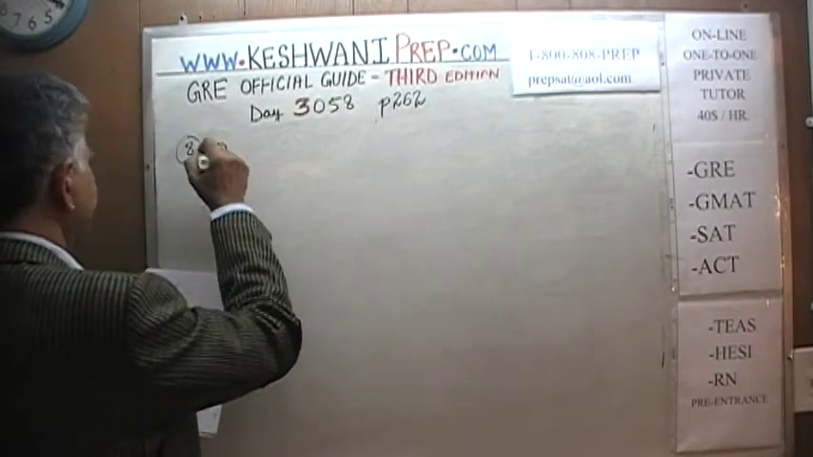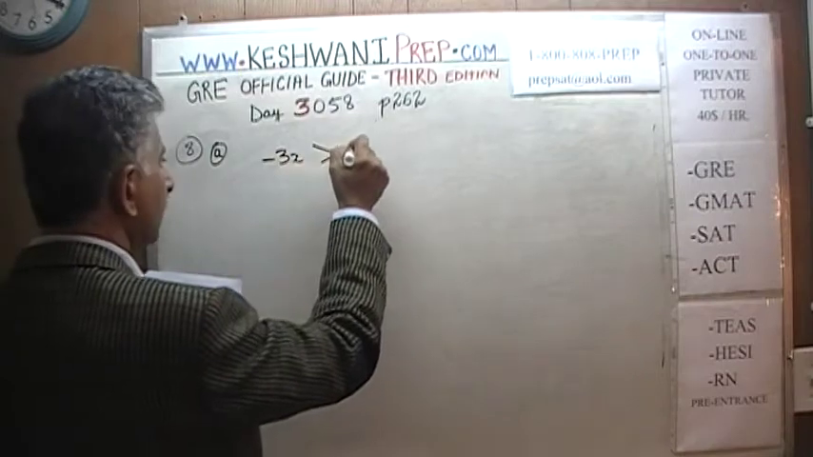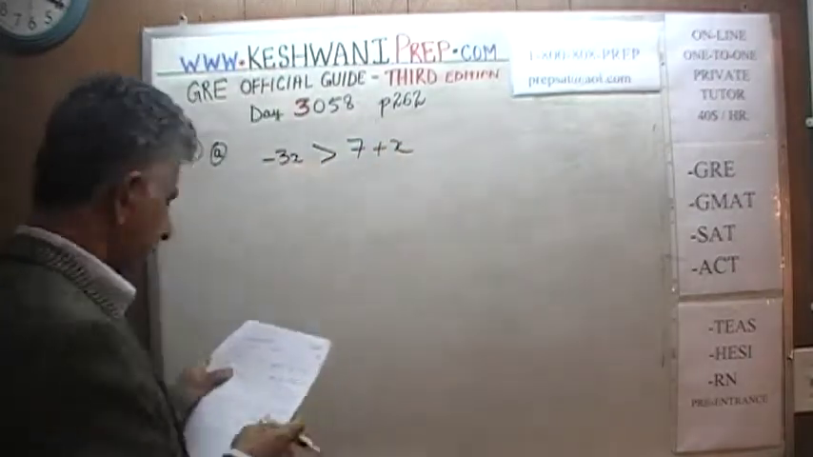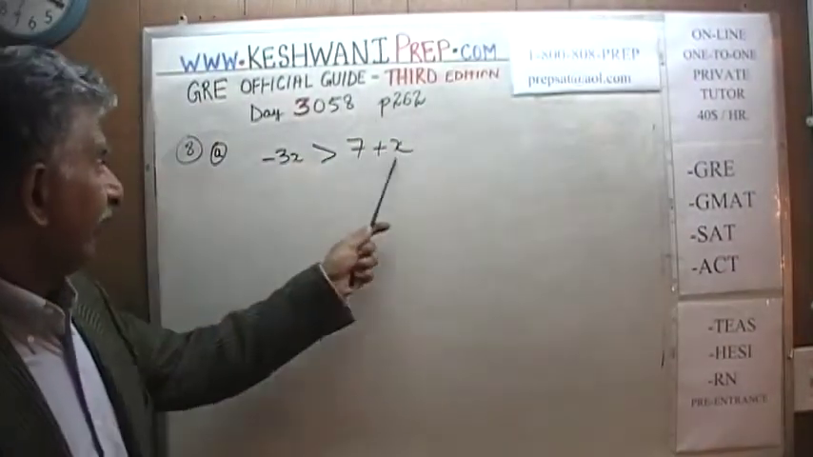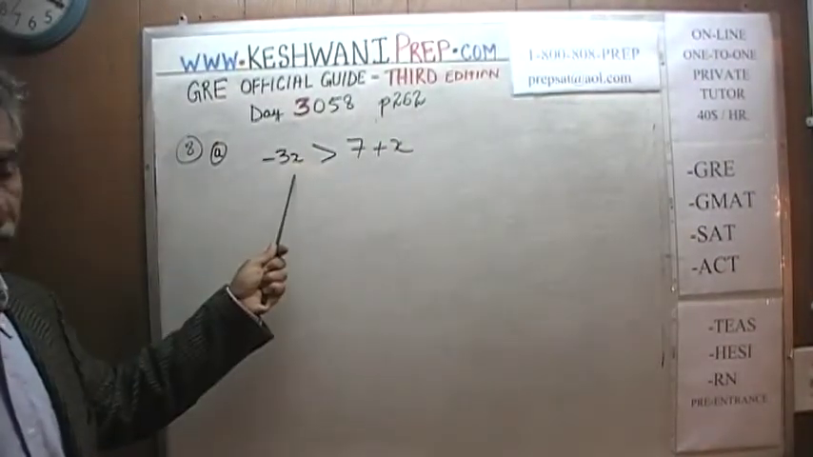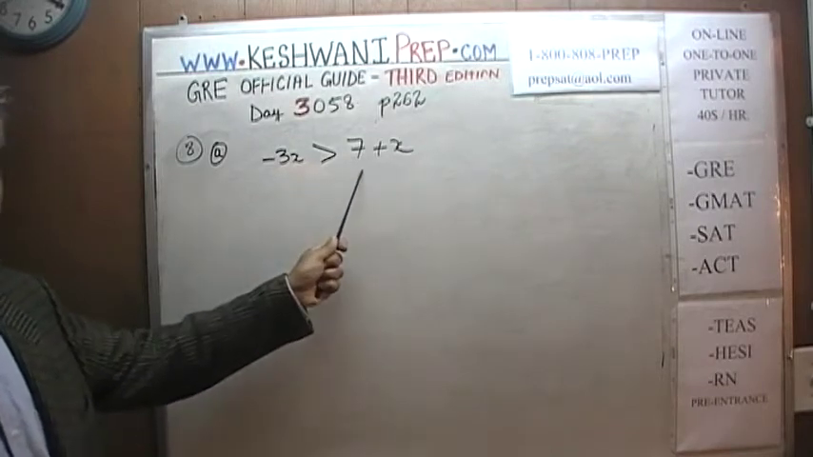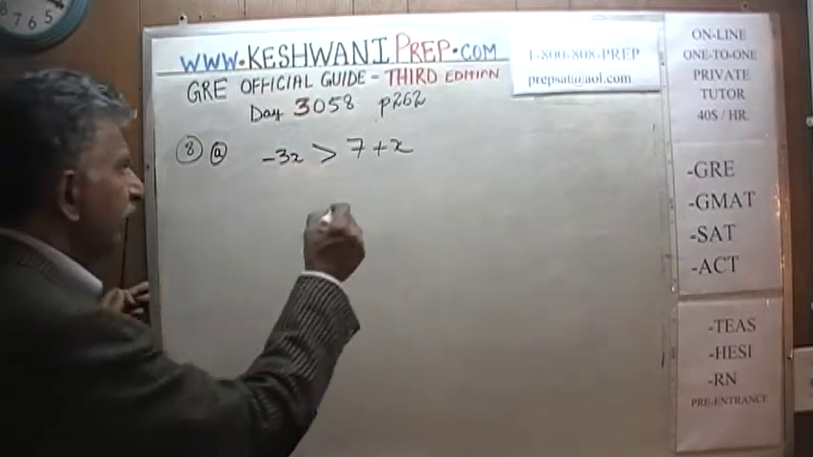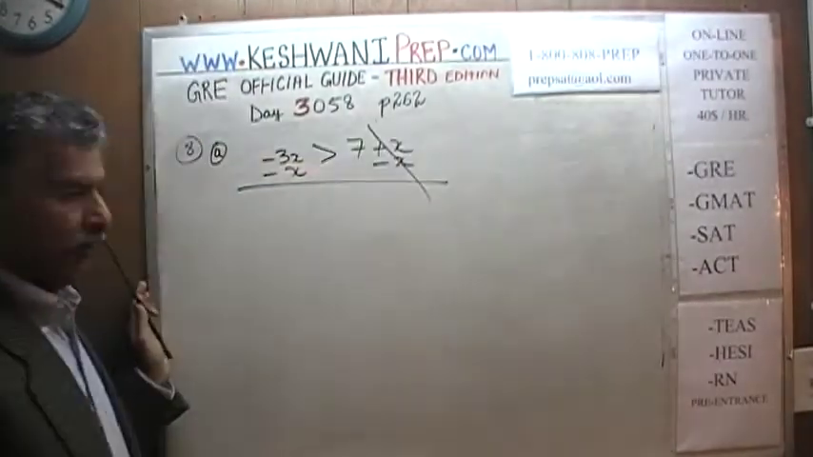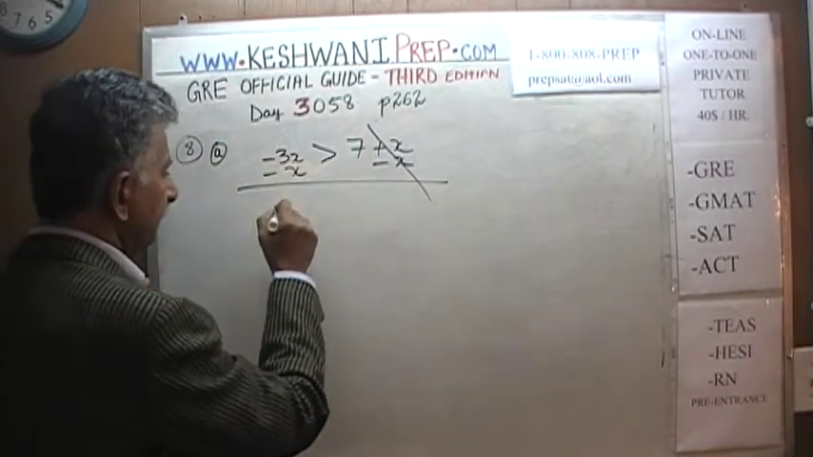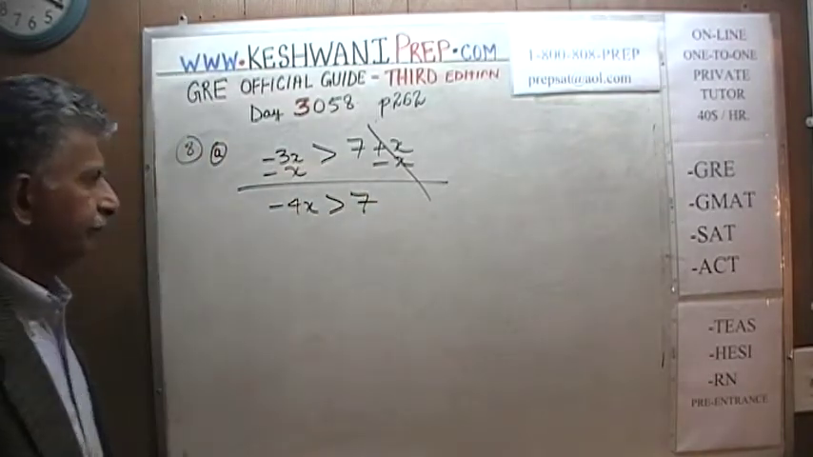The first one, part A, says negative 3x is greater than or equal to 7 plus x. Is it correct? Yes. Just bring the x to this side. There are no constants here, no known quantities which we would have had to bring to the other side. Just bring the x to this side by subtracting x from both sides. X is going to drop out. And this negative 3x and negative x is going to give us negative 4x, which is greater than 7.